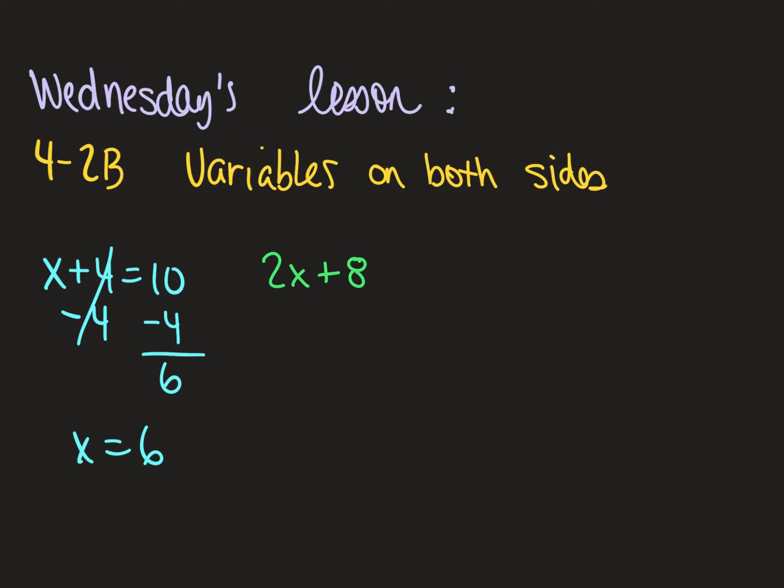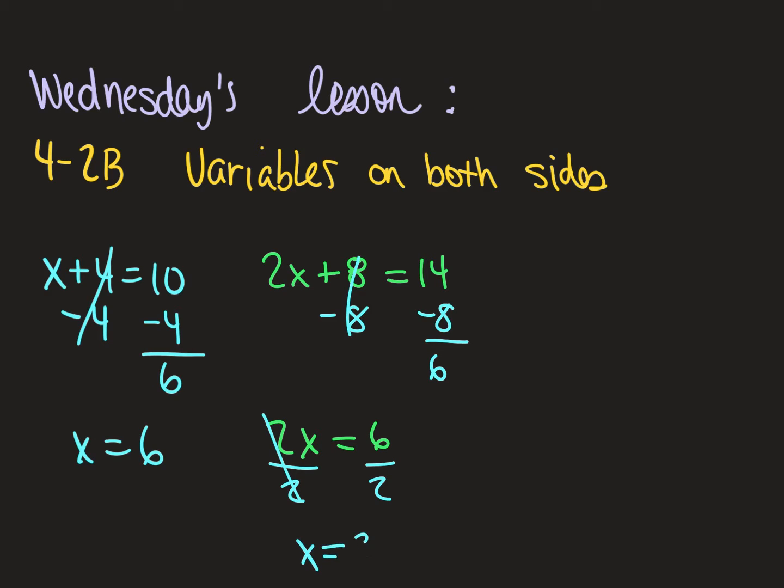2x plus 8 equals 14. So we're going to sing two songs. The first one is minus 8, cross out, what's my answer? Then I rewrite the question, and I'm ready to sing my second song. Divide by 2, cross out, what's my answer, and I get 3, x equals 3.